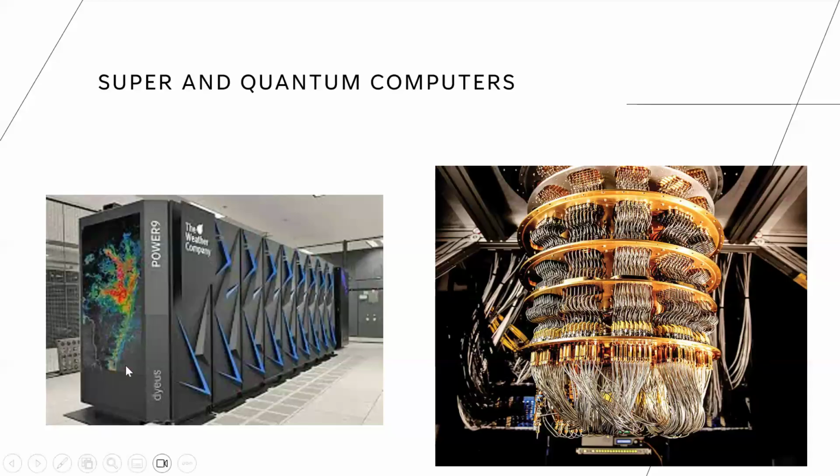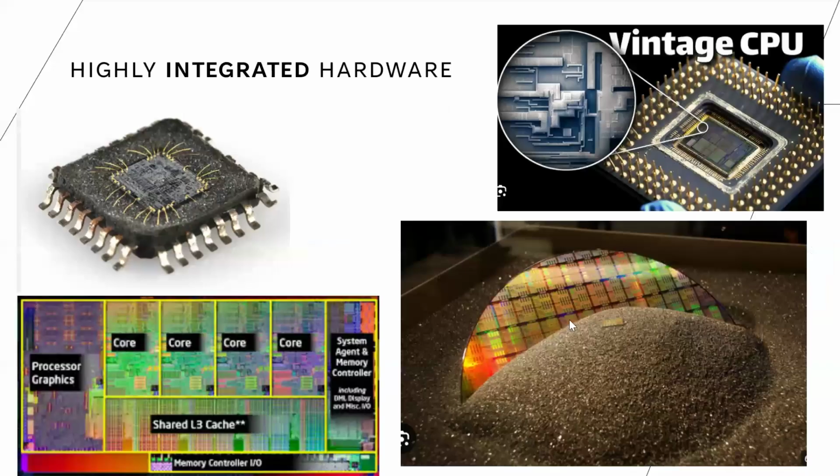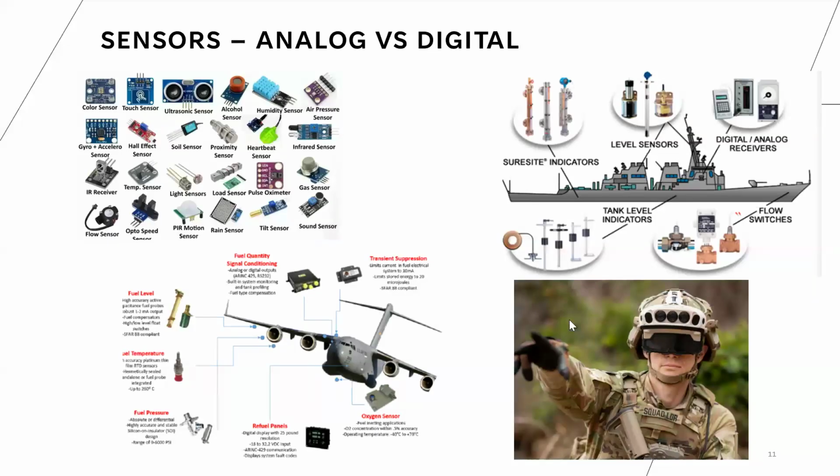Supercomputing is something which is using very advanced hardware, but quantum computing is totally different. Here also you have logic gates, resistors, capacitors, transistors, but they don't look like semiconductors or integrated circuits. They look totally different.